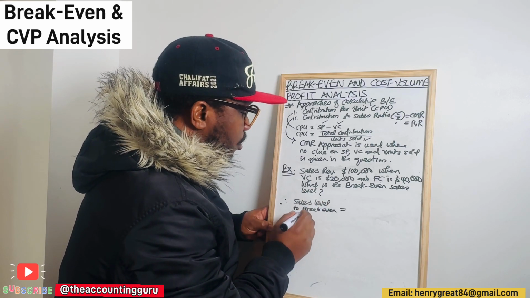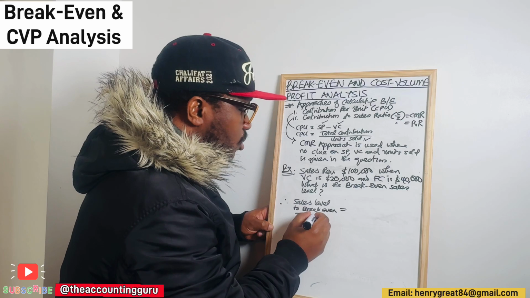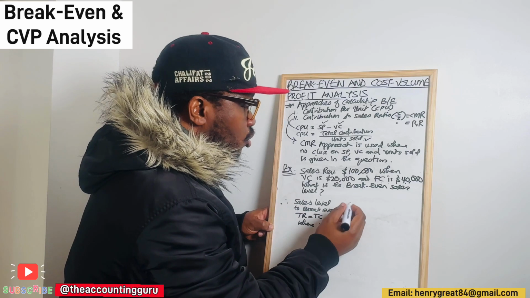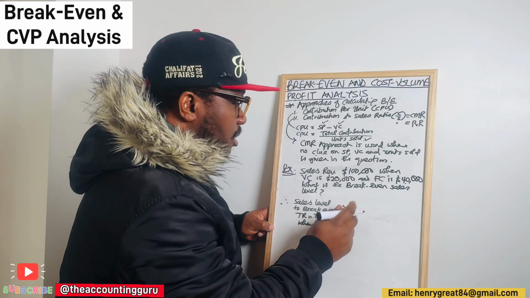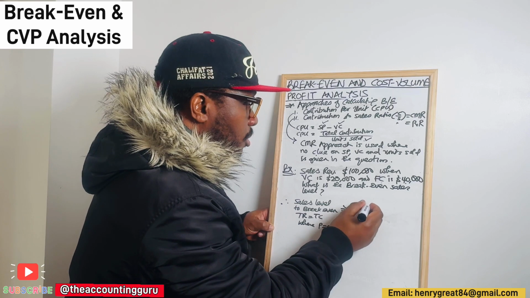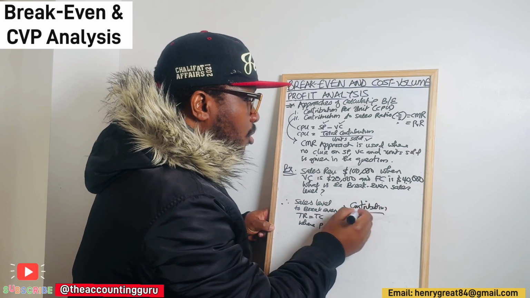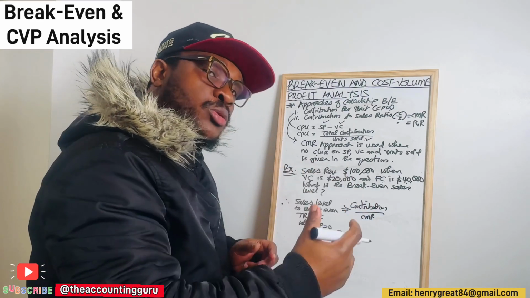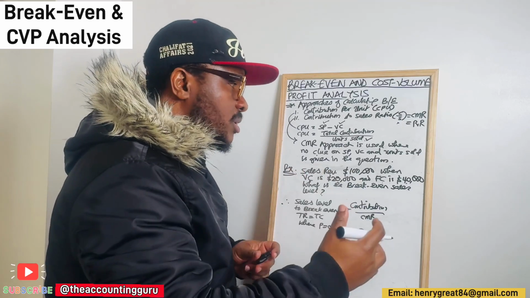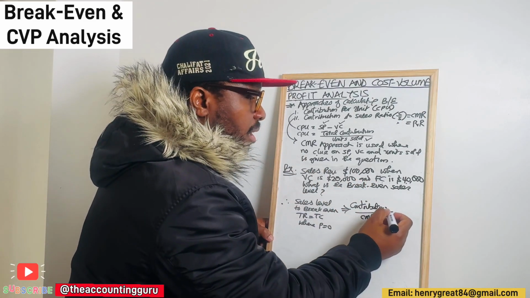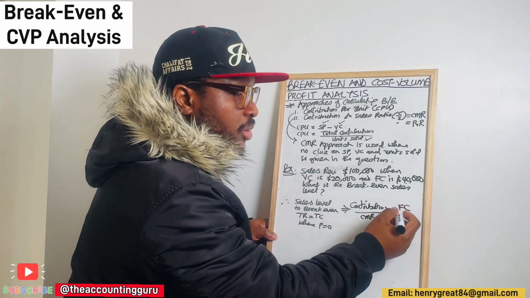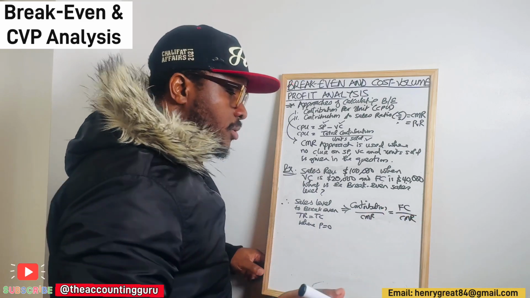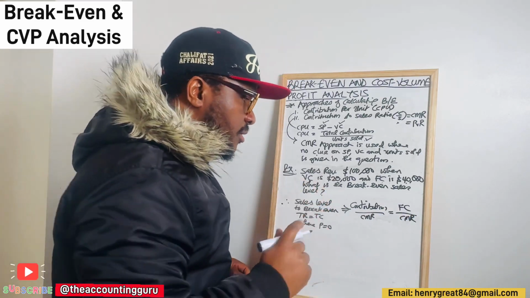Don't forget, at break-even, total revenue equals total cost, where profit is zero. So the sales level will give you what? You say contribution all over CMR. We are using CMR because no clue as to selling price per unit, variable cost per unit, and units sold was given. So again, contribution is equal to what? Fixed cost, because profit is zero. What is the CMR? We already have our CMR to be 0.8. Do not forget.